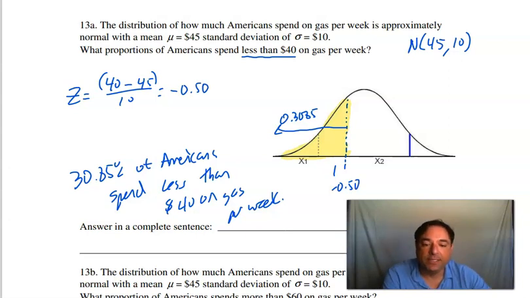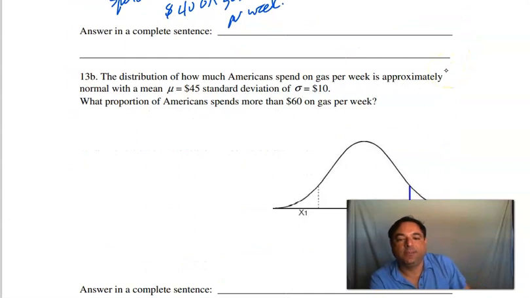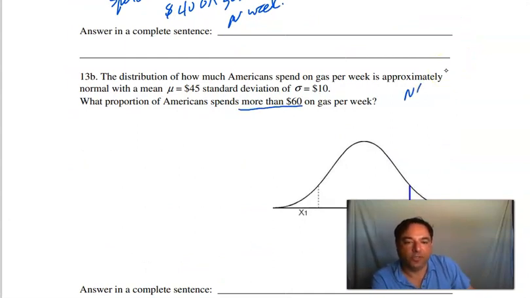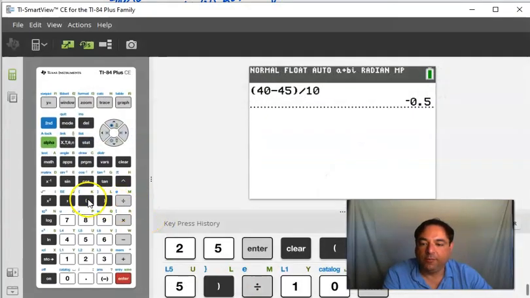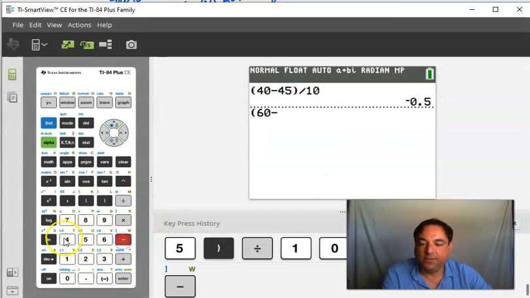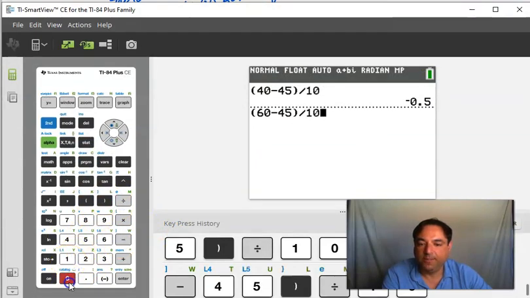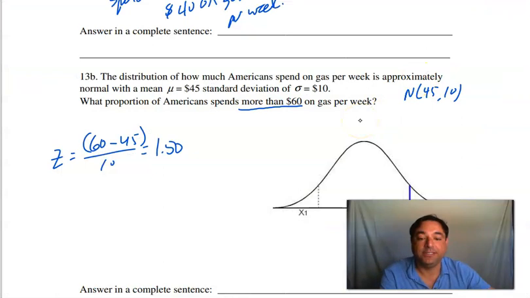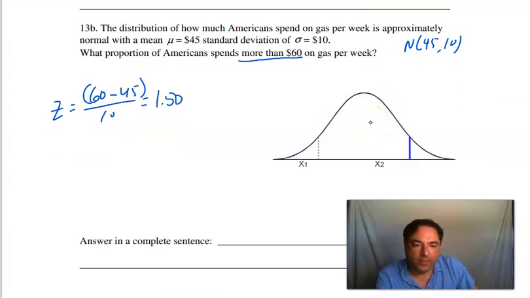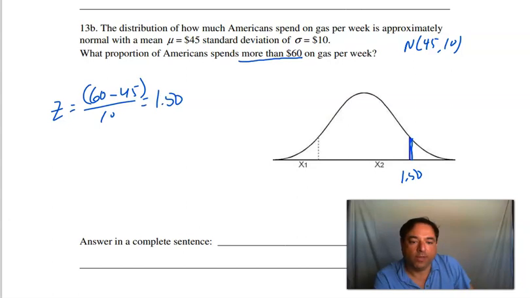Then for 13b, same scenario, but we're looking for those who spend more than $60. Again, it's still normal. Average is 45, standard deviation is 10. So we find our z-score. Z equals what we're looking for minus the mean, divided by the standard deviation. In the calculator: parenthesis, 60 minus 45, close parenthesis, divided by 10. You get 1.5, which would be 1.50. That is our z-score. So positive 1.50 would be about here, but this time we're looking for more than, so it's going to be a very small piece.